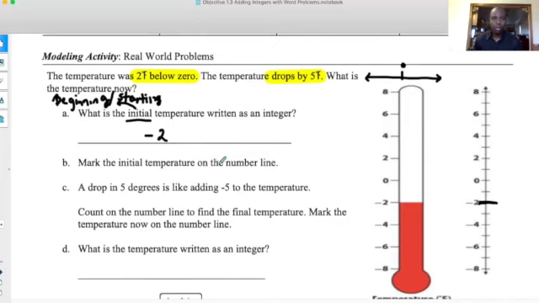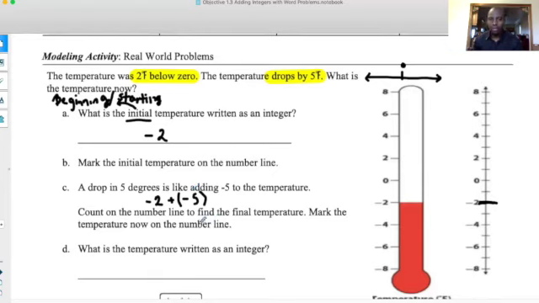Okay, let's keep going. So we marked the initial temperature on the number line. It says a drop in 5 degrees, right? So this next term that's in our word problem, drops by 5 degrees, is actually like adding -5 to the temperature. So I would write this as an actual expression. It would be -2 plus -5. And we're used to seeing this, right? We can draw out the dots and the shades. We could do the absolute value of both. Notice that they're the same sign, negative, negative. So if you notice that they're both negative, you should also be in agreement that the answer should be negative, right? But let's do it on the number line.